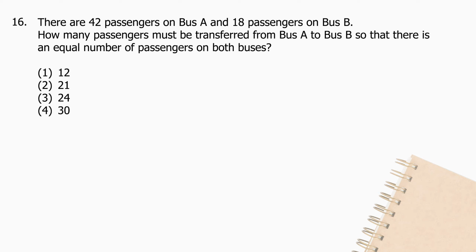Question 16. There are 42 passengers on bus A, and 18 passengers on bus B. How many passengers must be transferred from bus A to bus B, so that there is an equal number of passengers on both buses?